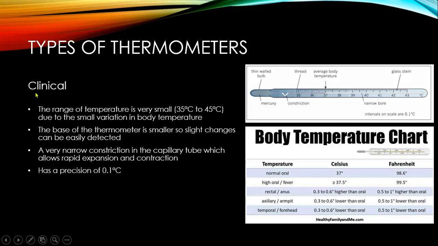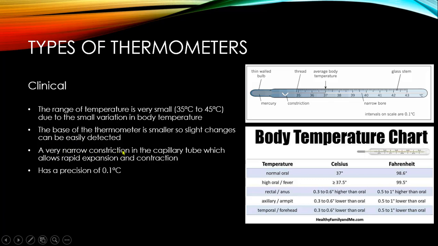Now let's look at the clinical thermometers. Now these thermometers have a range of temperature that is very small, which is between 35 to 45 degrees, right? Because there's a very small variation in body temperature. There's no need to measure any temperature in the body below 35 degrees or over 45 degrees, all right? The base of the thermometer is smaller, so this here is a lot smaller than a regular liquid and glass thermometer. So the changes can be very easily detected, and that is what makes it a little more precise.